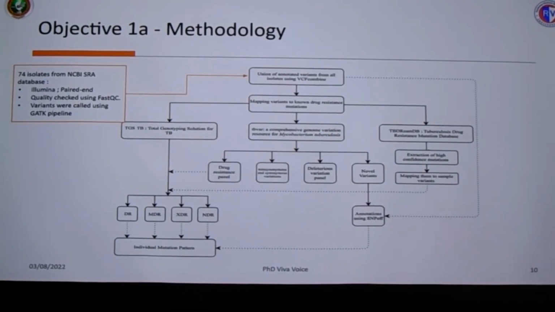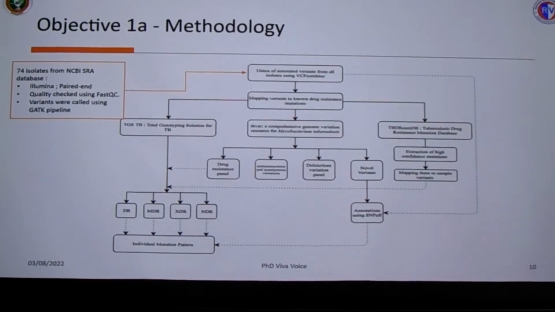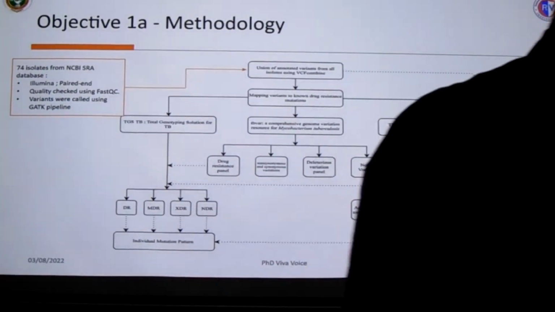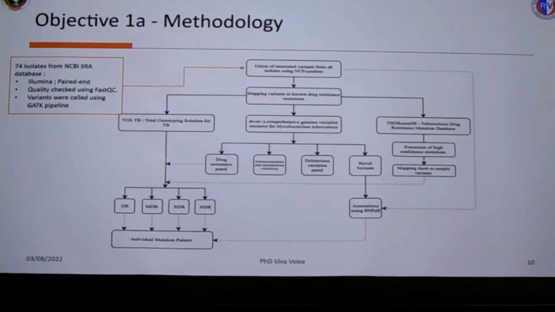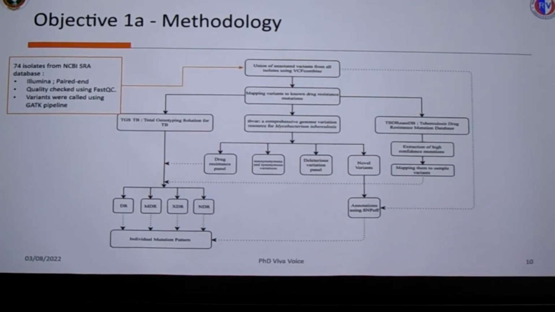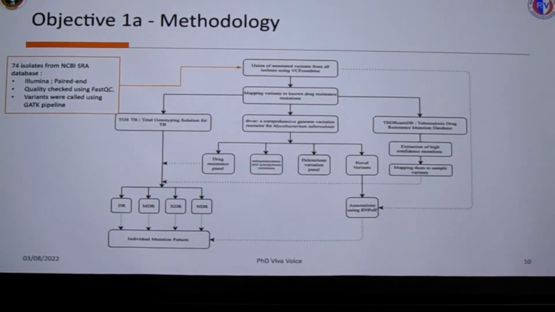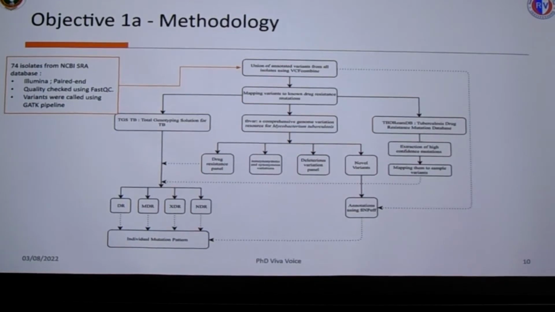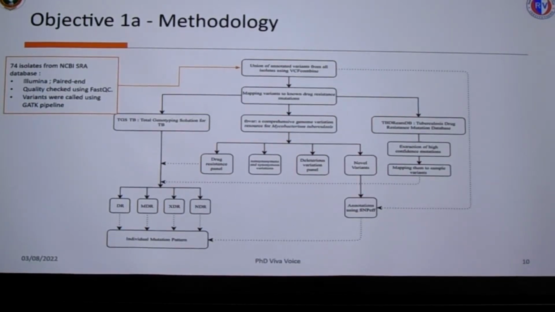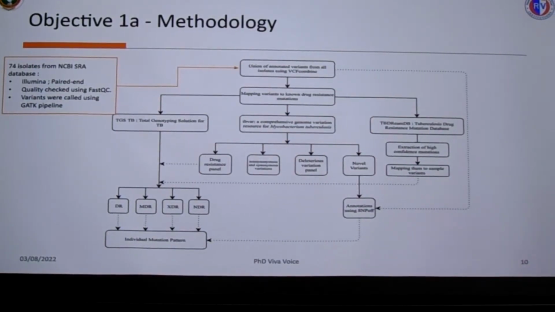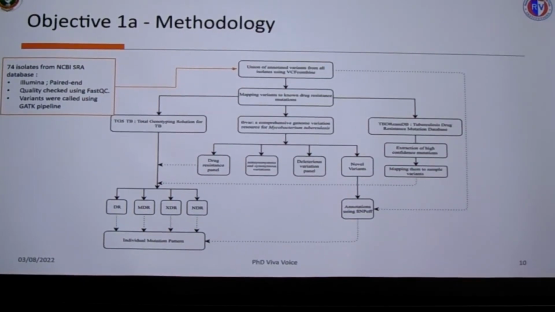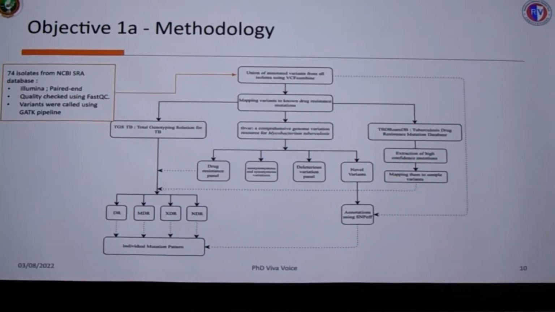We screened through all the Mycobacterium tuberculosis genomes present in the public domain, and the ones with the best quality, 74 isolates, were taken ahead to demonstrate this framework. For the variant calling, we used the best practice GATK pipeline to identify the variants in the samples.